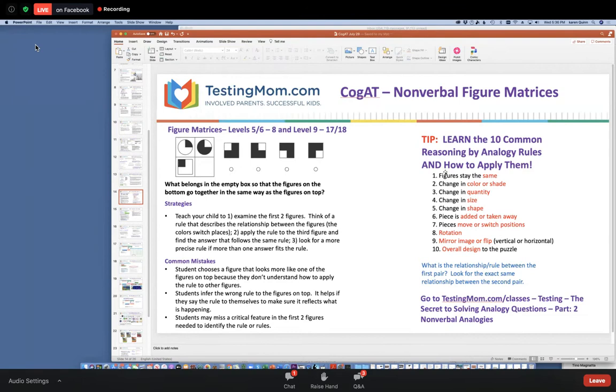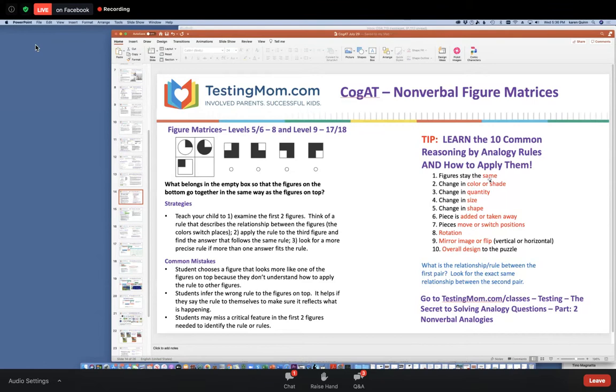Now, there are 10 very common types of analogies. And this is what they are. Here is the list of 10. Again, I keep telling you about other webinars to go to, but if your child has trouble with these, you can go to this webinar and really learn the 10 types of analogies.